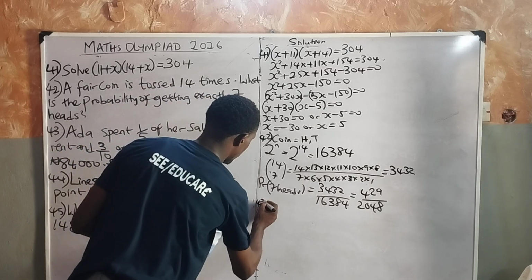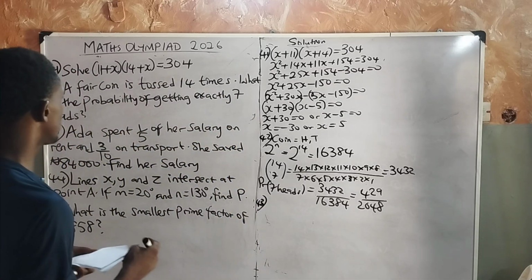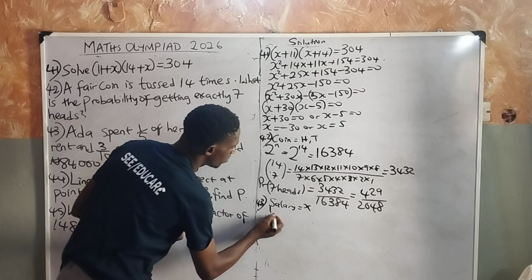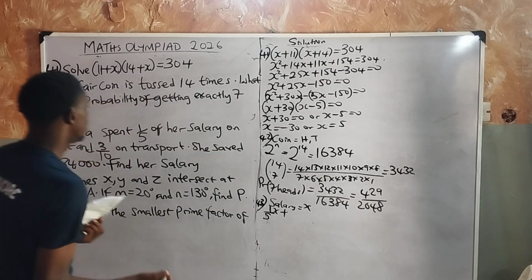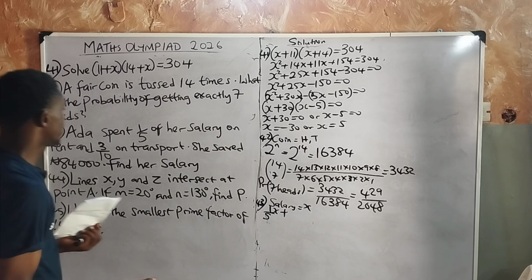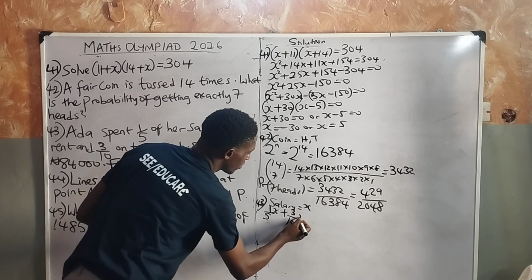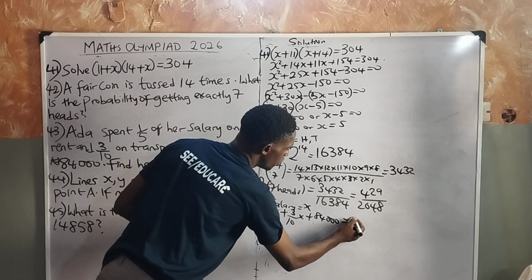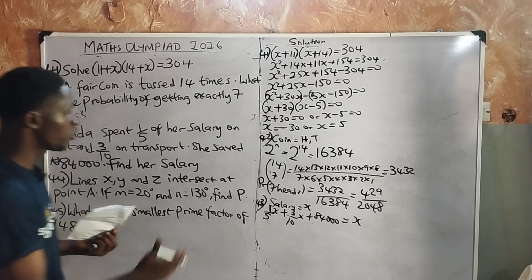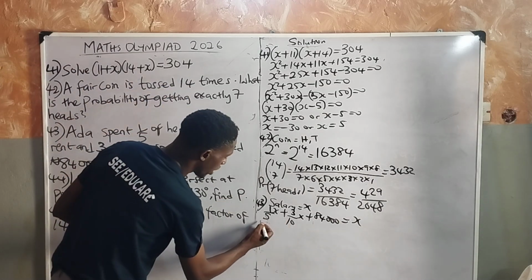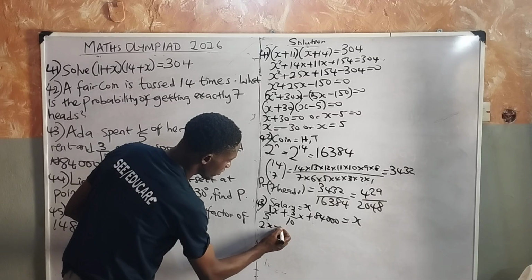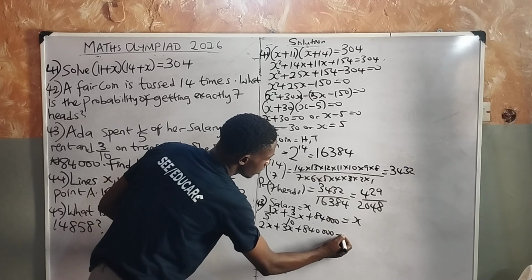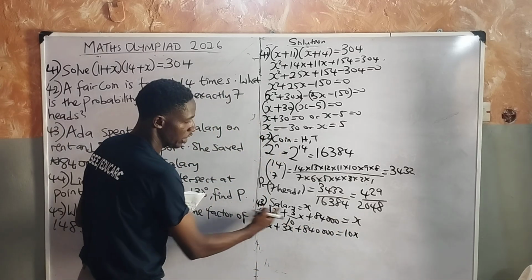Number 43. We have Ada spends 1 over 5 of her salary. So let the salary equal x. So 1 over 5 of the salary, which is x, plus 3 over 10 on transportation, 3 over 10 x, and saved 84,000. So you equate it to the total salary. If you multiply each of those by 10, we are going to get 2x plus 3x plus 840,000 is equal to 10x. I just used 10 to multiply each of these.